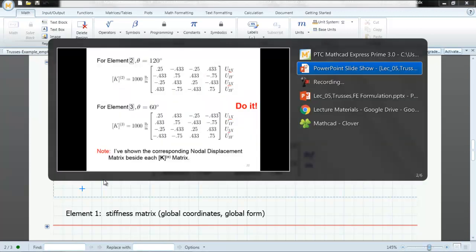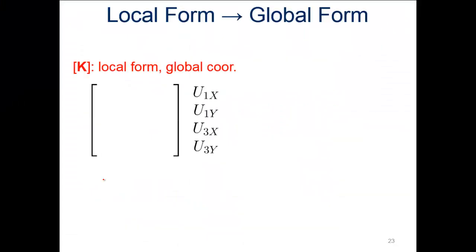Let's go back to the presentation. All right, so capital K means we're in global coordinates, right? Global coordinates, but we're still in local form. Why? Because when we look at the nodes that are involved, we only have two nodes, and our whole system is actually made up of 3 nodes. So until you have all 3 nodes showing up, you're dealing with the local form. So that's why this is called the local form. And we want to go from the local form to the global form. So that's what we're going to do now.